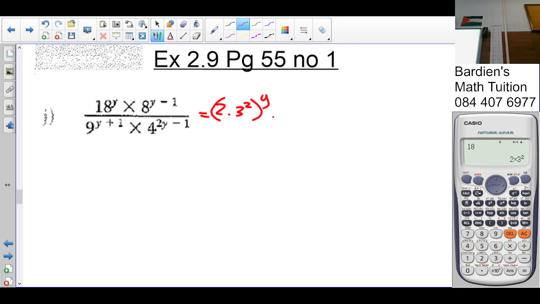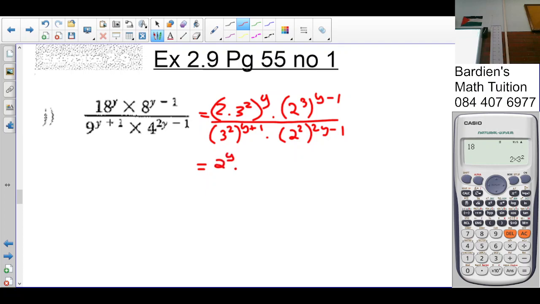Raise to the exponent y times 8 can be written as what? 2 cubed. Raise to the exponent y minus 1 over 3 squared. Raise to the y plus 1 times 2 squared to y minus 1. So what do we do now? Multiply the exponents, okay? It will be 2 to the exponent y times 3 to the exponent 2y times 2 to the exponent 3y minus 3. That is a commonly made error there. The learner writes minus 1 there.